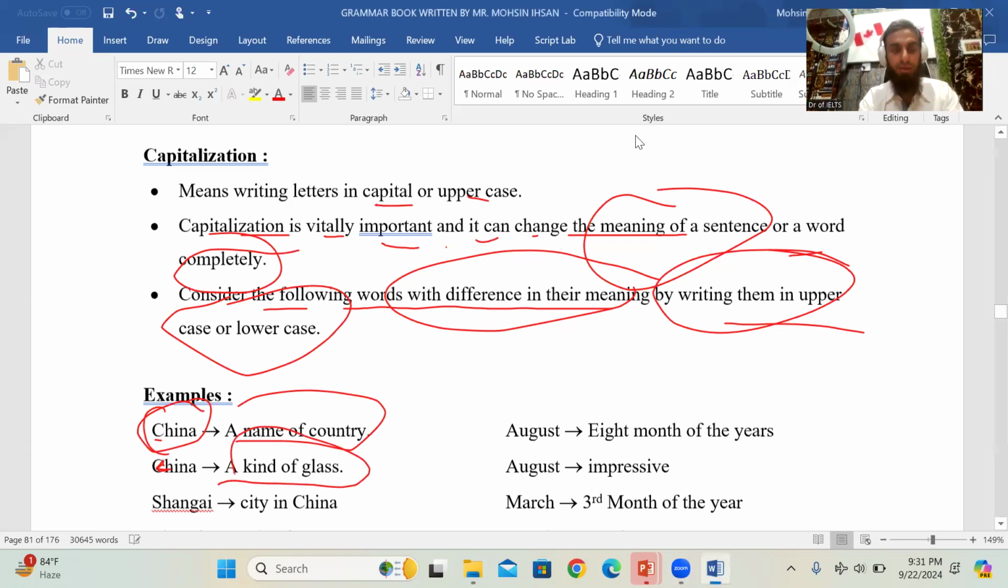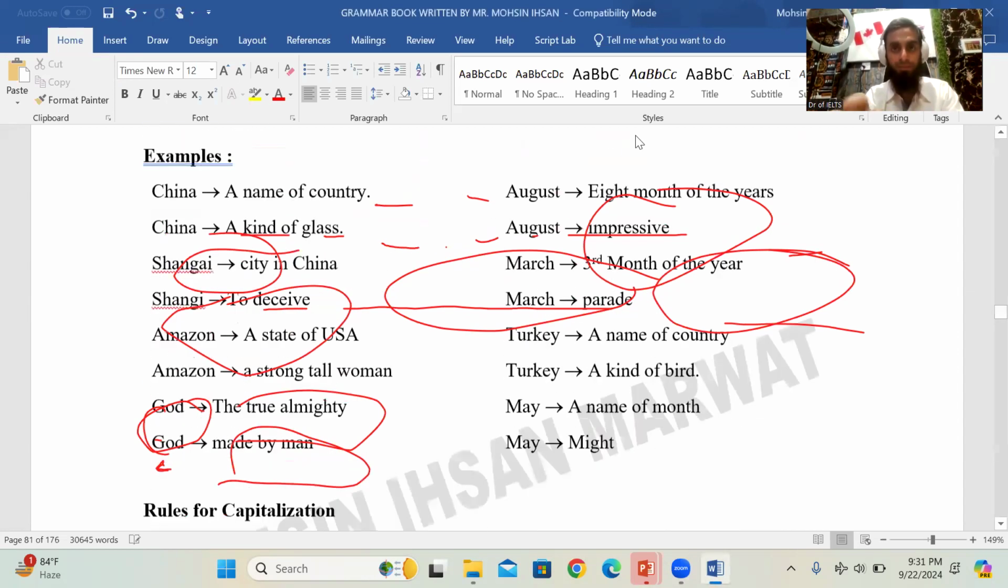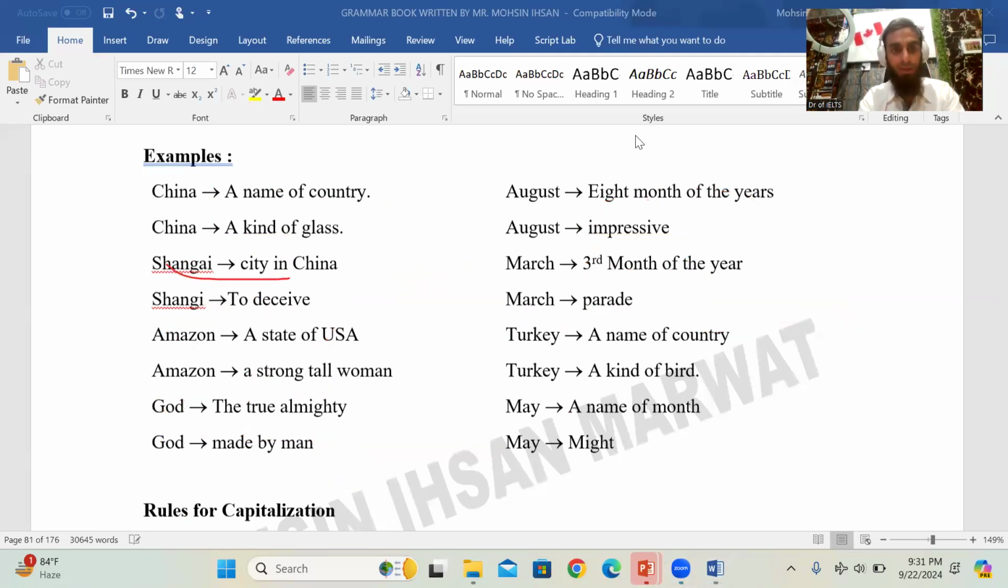If you write Shanghai with a capital, it's a city of China. But if you write it with a small s, it means to deceive, right? That is the meaning of it, right? If you write Amazon with a capital, it is a state of USA. If you write it with a small a, it means a strong, tall woman.